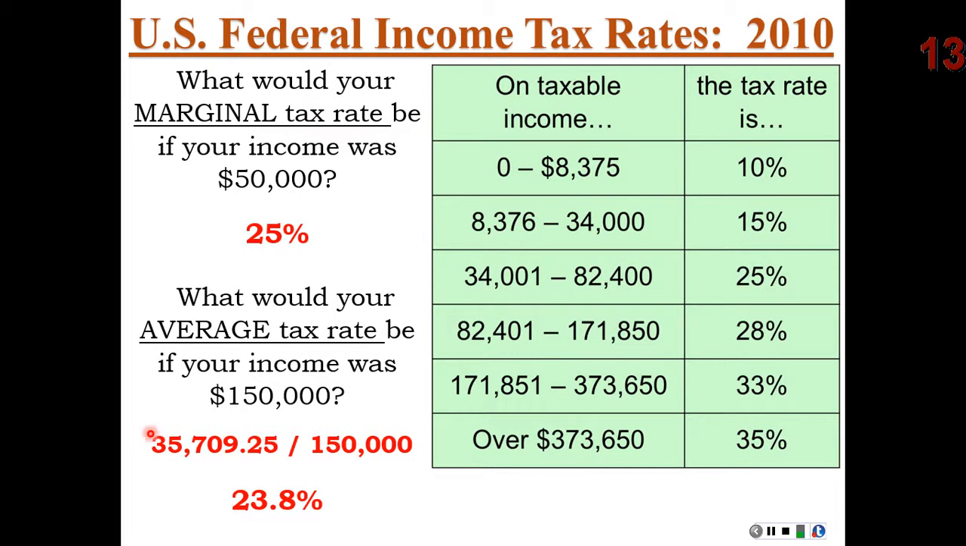That total tax bill then should be about $35,709.25. That's the total amount of tax you would pay, doing it in the manner that I just prescribed. You would divide that by the $150,000 of income, and you would get an average tax rate of about 23.8%. So usually your average tax rate is going to be less than your marginal tax rate. In fact, this person's marginal tax rate would actually be 28%, right? So your average tax rate is typically going to be lower than, in this progressive system, your marginal tax rate.